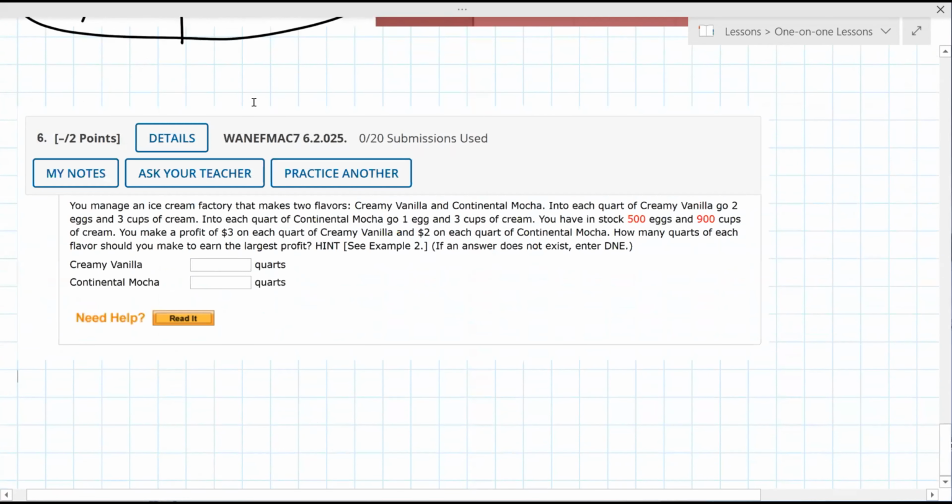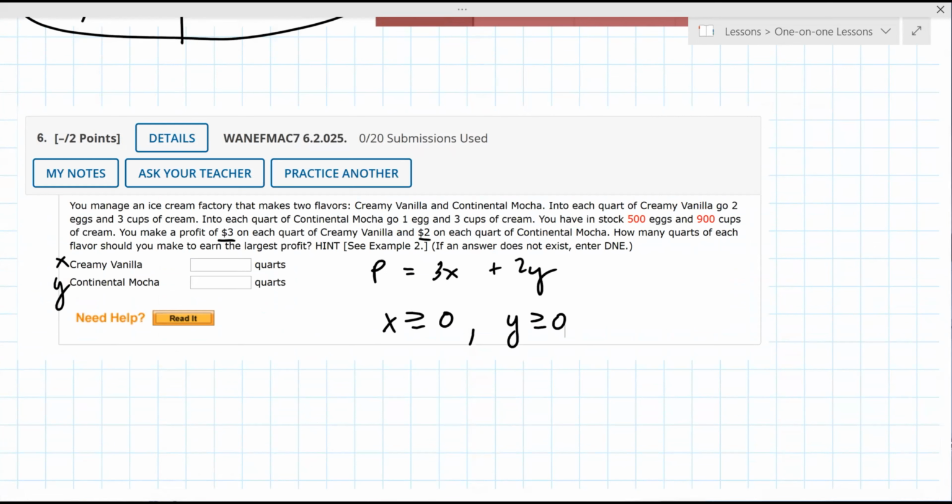Okay. Next one here, I think this one's more standard. Vanilla is X, continental mocha is Y. They give you the thing that you're trying to maximize. So they say you get a profit of $3 on each quart of vanilla, so your P is 3X, and you get 2Y for mocha. You know that whatever you do has to satisfy these constraints, and then see if you can write the equations for the eggs and the cups of cream. Give that a try, please.